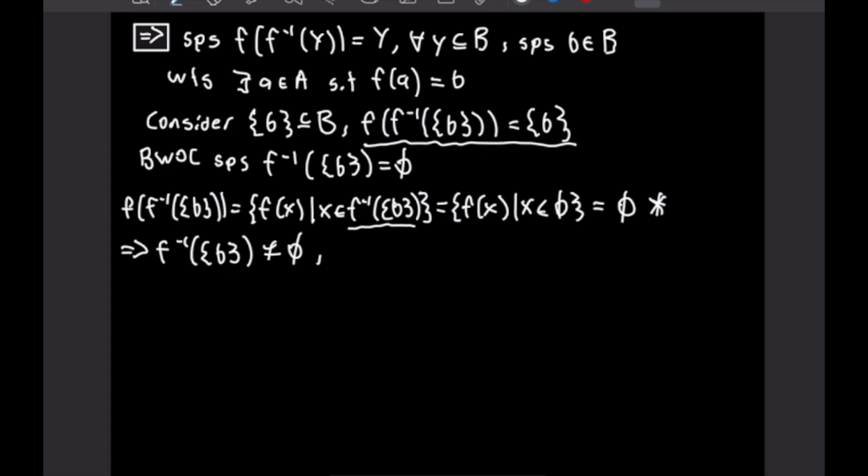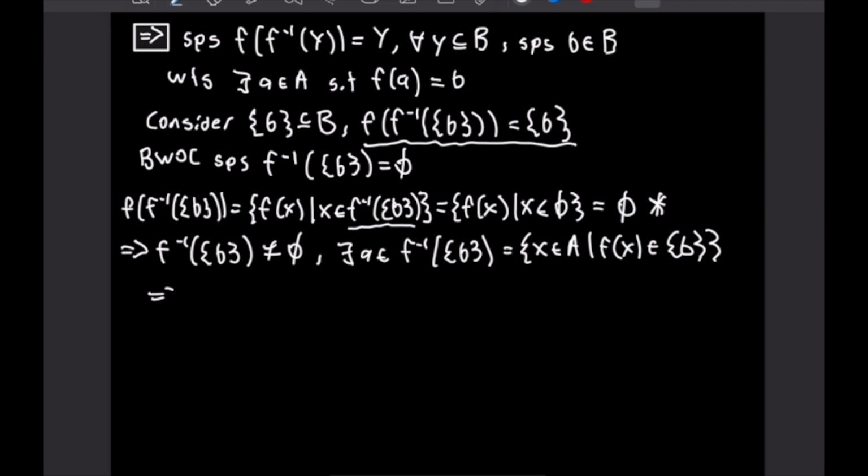And if it's non-empty, then that means that there exists an A which is in the pre-image of our singleton B, which is defined in the following way. We have x in A such that f of x is in our singleton B. But just breaking that down by definition, that will give us that f of A is equal to B. But since we started with an arbitrary element from our codomain and showed that we could map an element from our domain to it, we have completed our proof of surjectivity here.